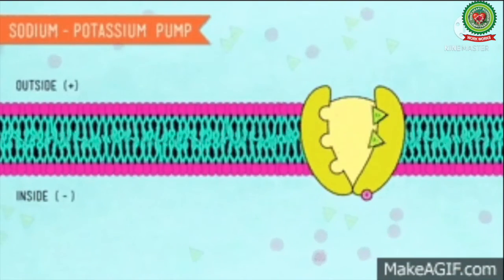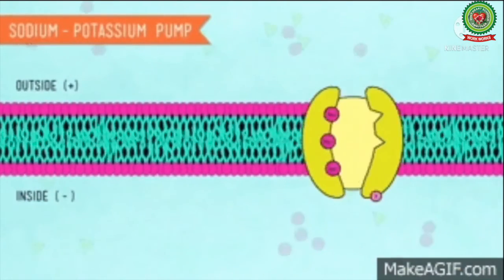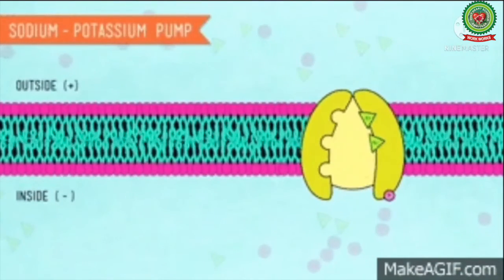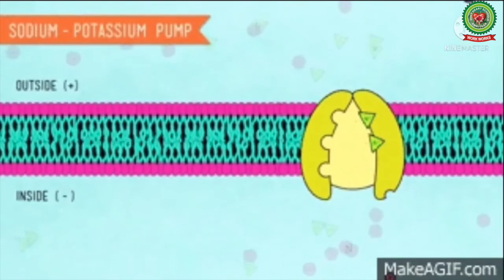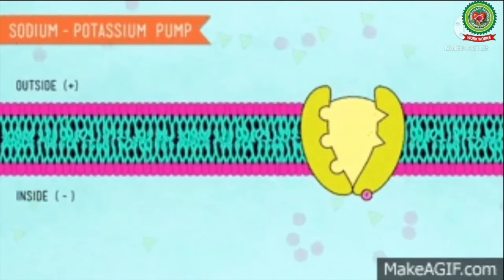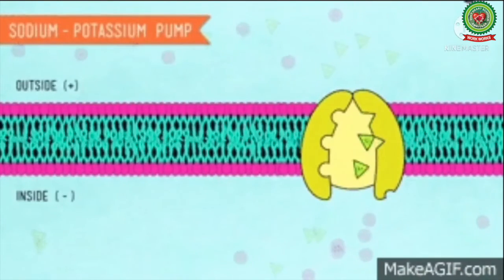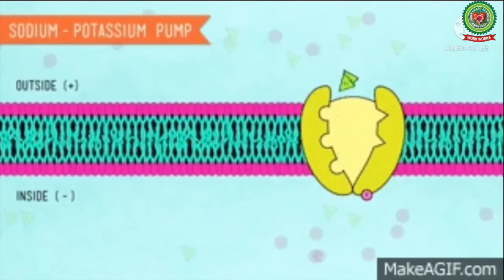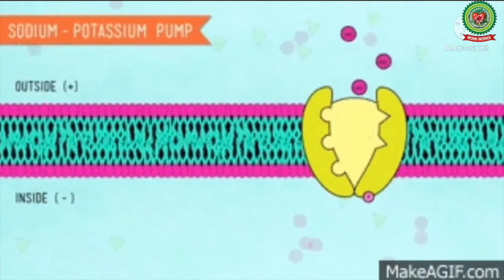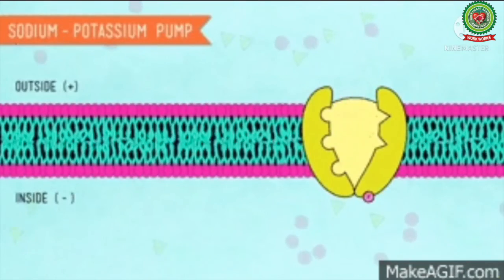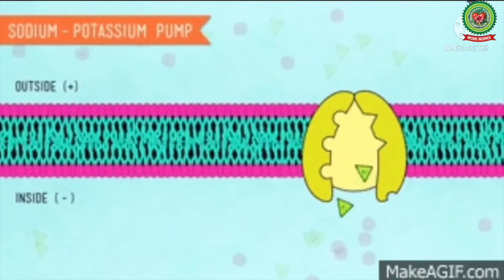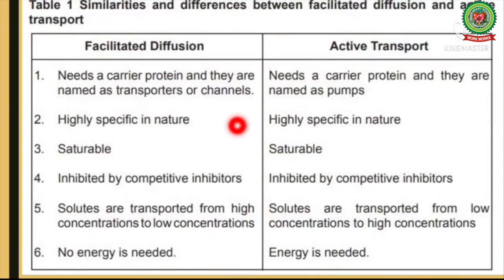This is an example of active transport. Sodium-potassium pump. Sodium-potassium pump is found in many cell membranes. Powered by ATP, the pump moves sodium and potassium ions in opposite directions, each against its concentration gradient. In a single cycle of the pump, 3 sodium ions are extruded from and 2 potassium ions are imported into the cell. Next is similarities and differences between facilitated diffusion and active transport.